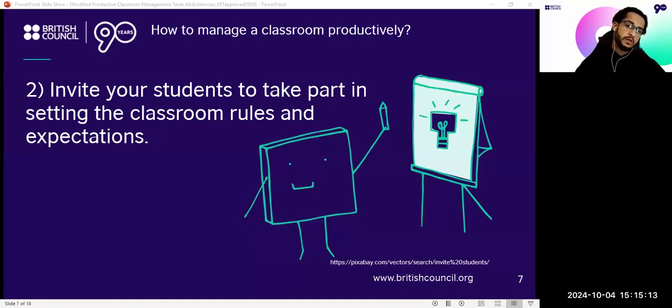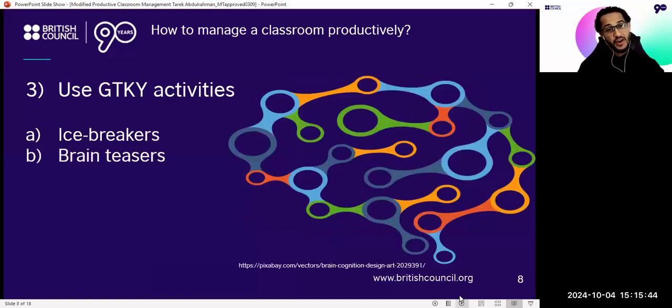So if you invite students to take part in setting the classroom rules, they will have two feelings. First of all, self-esteem. They will feel that they are estimated. Number two, they will have a sense of responsibility to achieve and to follow this rule, which they have just set. You know? Okay. So I believe this is enough for classroom rules, and we move to another point, which is use getting to know you activities.